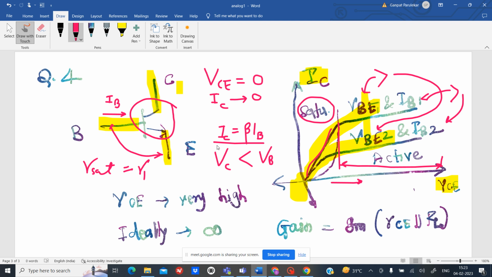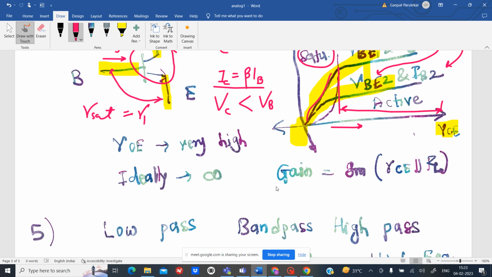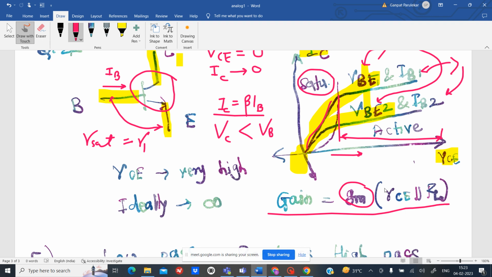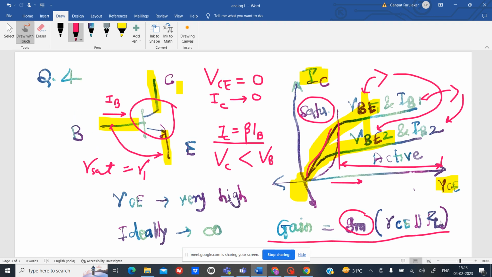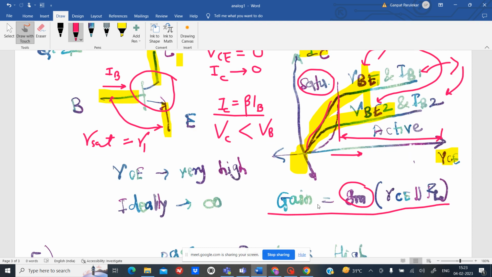Now, what is the formula of the gain? Gain is nothing but GM, that is the transconductance of the BJT, into RCE, that is the output impedance, in parallel with RL, that is the load impedance. For the time being, we can assume that RL is equal to infinite. So the effective equation of the gain is GM into RCE.